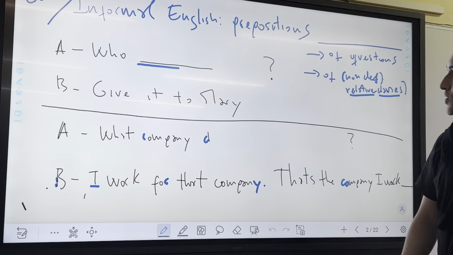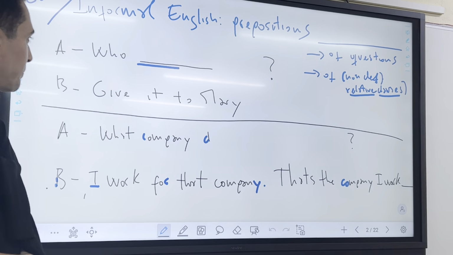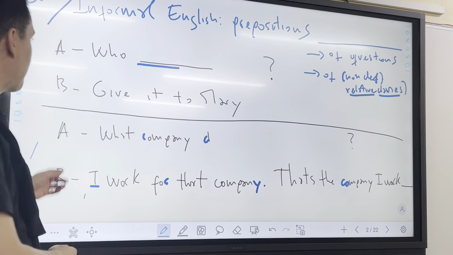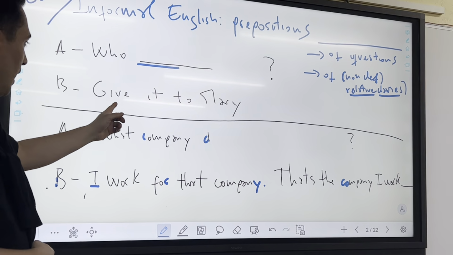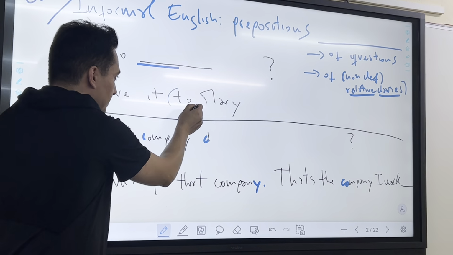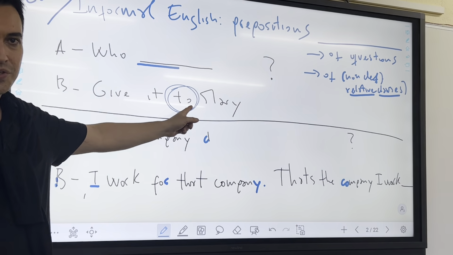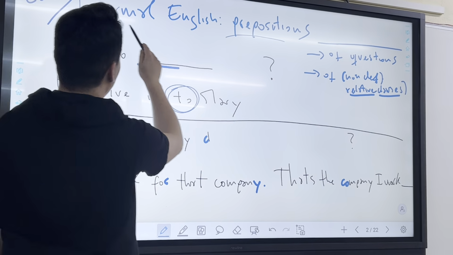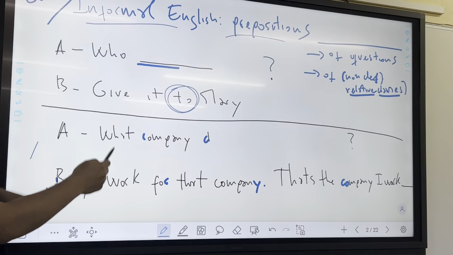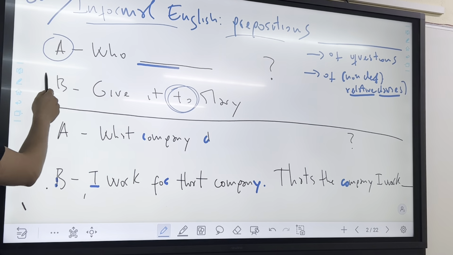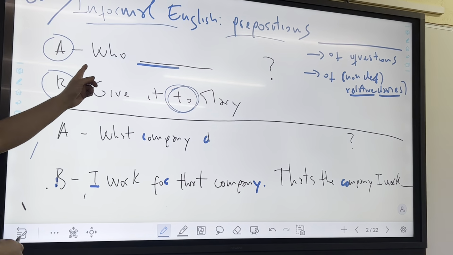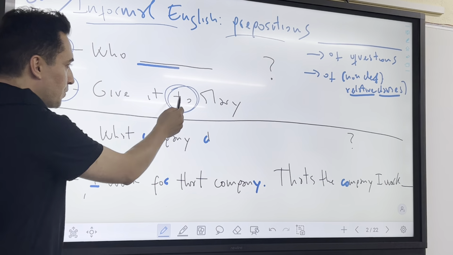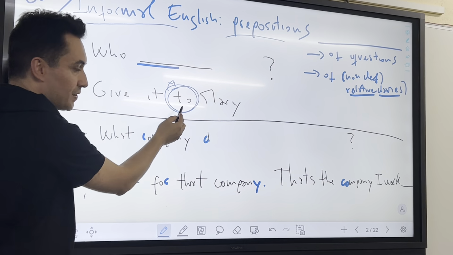Thank you. So in informal English, where do we put the prepositions? This is absolutely basic. Who? Give it to Mary. This is the preposition. We have a conversation here. A says, who? And B says, give it to Mary. What is the preposition? This one, to Mary.